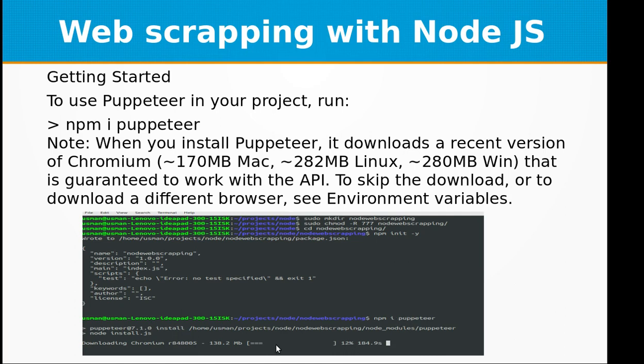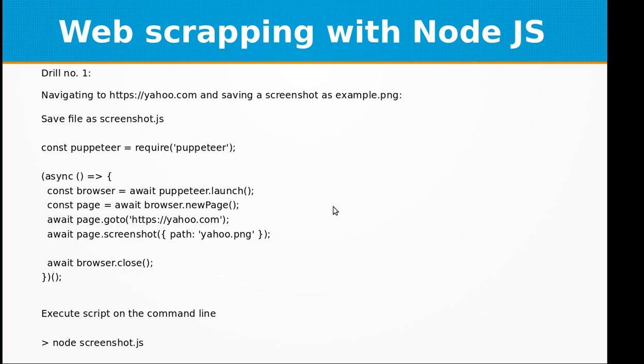I skipped that step of installing and showing you to shorten this video training lecture, instead of doing the configuration and installation. So you can do it on your own. If you get stuck, you can always contact me and I'll be more than happy to help you. Okay, let's go to drill 1. In this drill, we will be navigating to yahoo.com and saving a screenshot as yahoo.png.